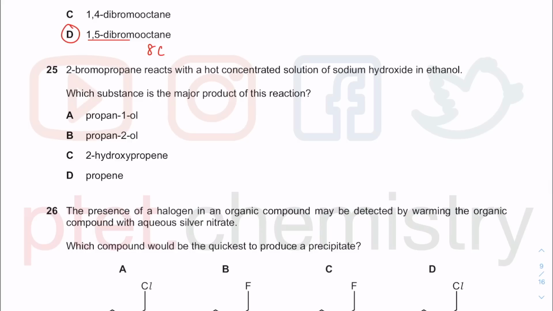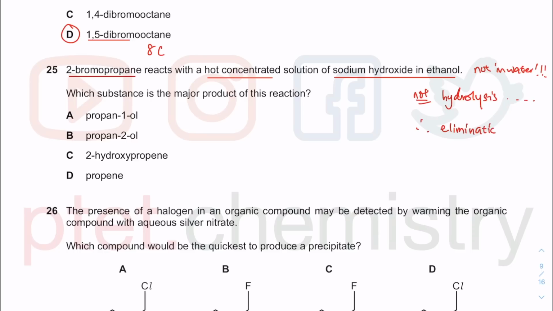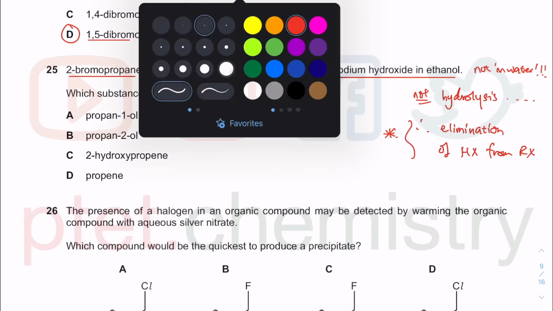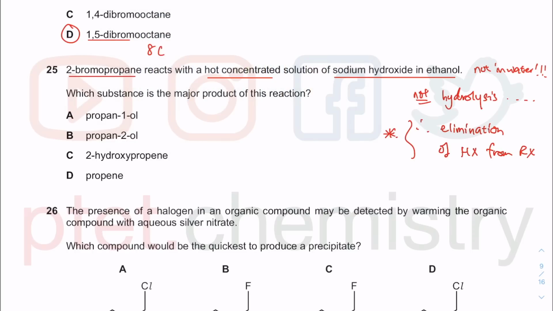Question 25, we have 2-bromopropane. This is hot concentrated sodium hydroxide in ethanol. This is not in water. If you don't have sodium hydroxide in water with a halogenoalkane, this is not hydrolysis. Hydrolysis is in the presence of water. This is in ethanol, therefore this is elimination. This is elimination of hydrogen halide from halogenoalkane. Very important case study. Hydrolysis versus elimination. You can catch more of these in my topical playlist on halogenoalkane chemistry.